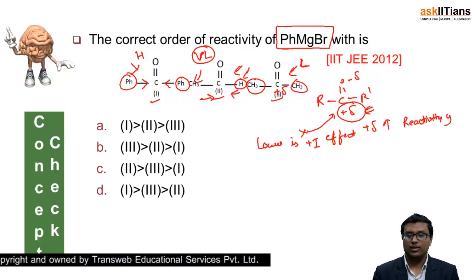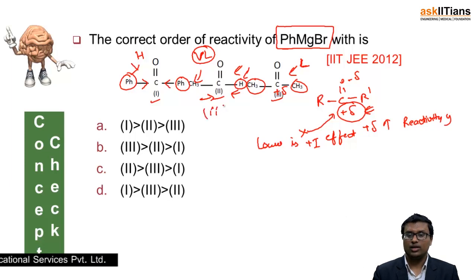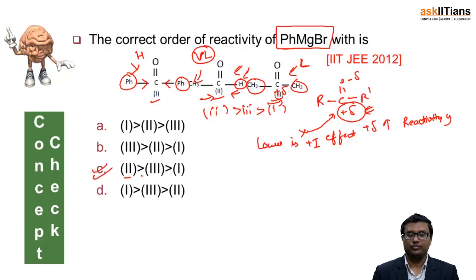So obviously, the highest will be 2, since it has a very low +I effect. Next comes 3, which has a low +I effect, and next it should be 1, which has a higher +I effect. So the answer would be C. So this is an IIT JEE question.